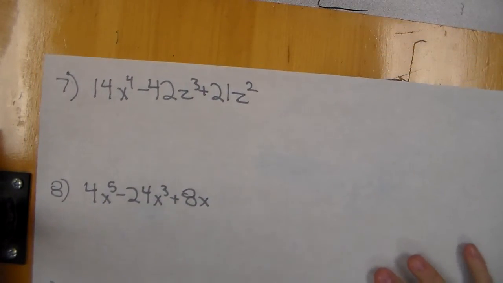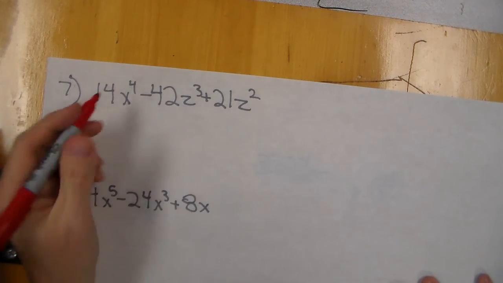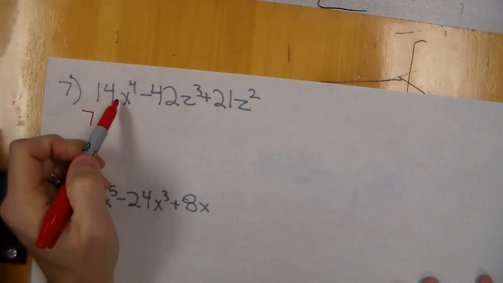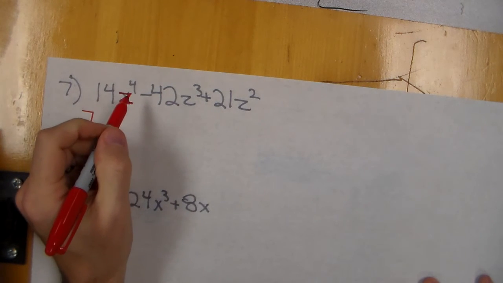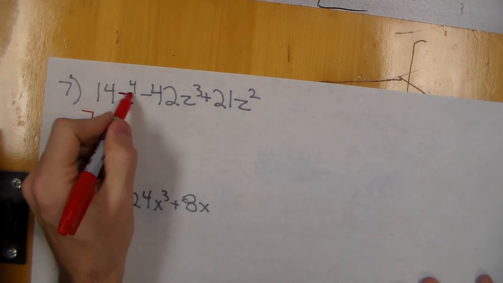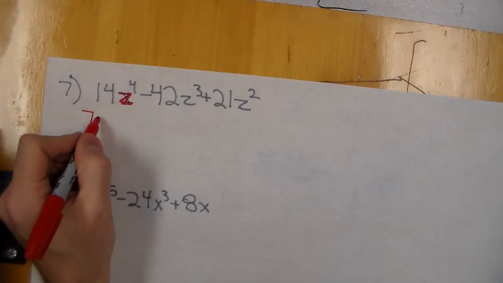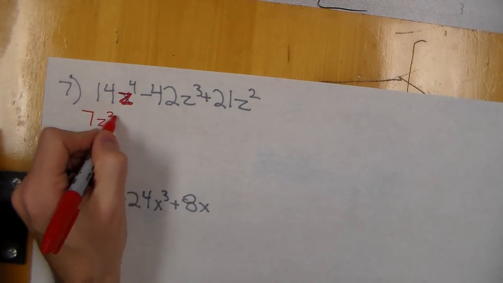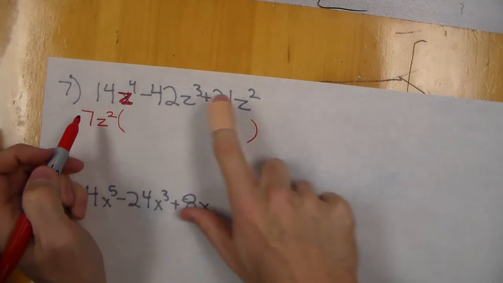Let's do some more here. Number 7, we look for our common factors. 14, 42, and 21 all have a 7 in common. Let's make that actually a z, so these are all matching. So in your notes, make this 14z to the 4th. So I have z to the 4th, z cubed, and z squared. The minimum is z squared. So now I'm going to take this out of each term.